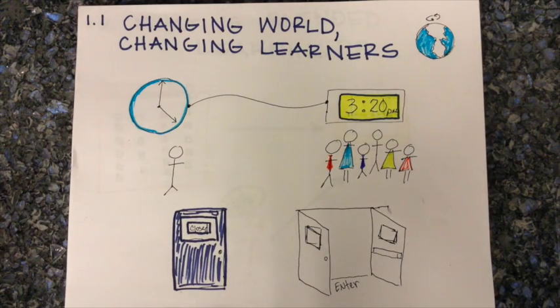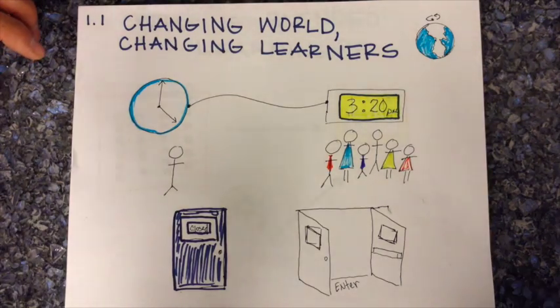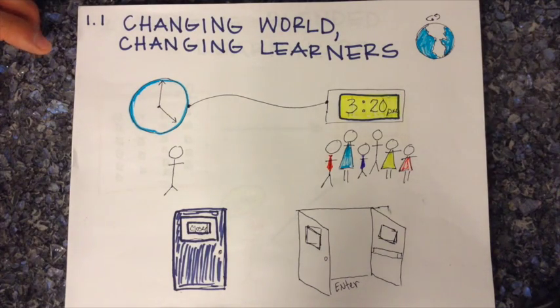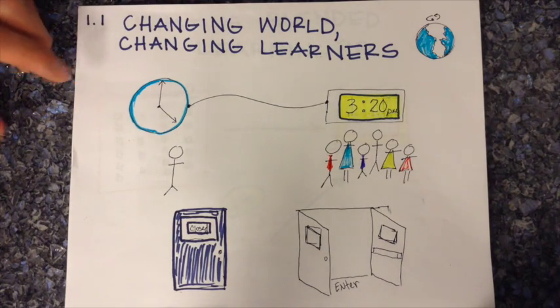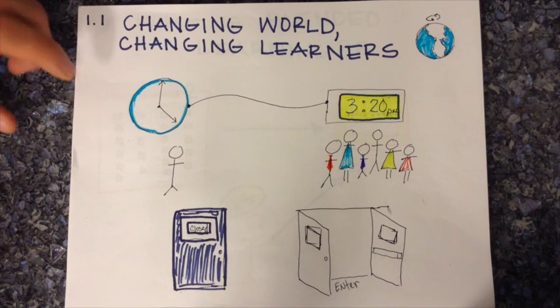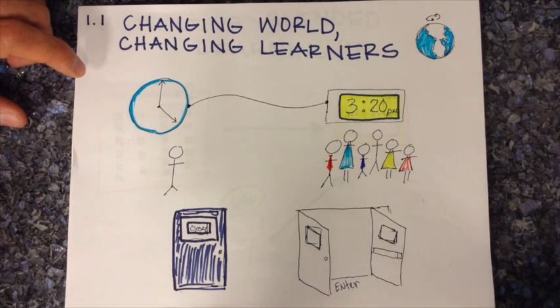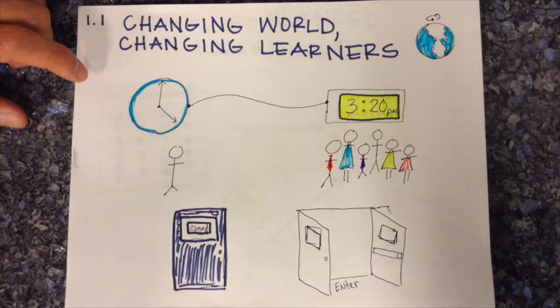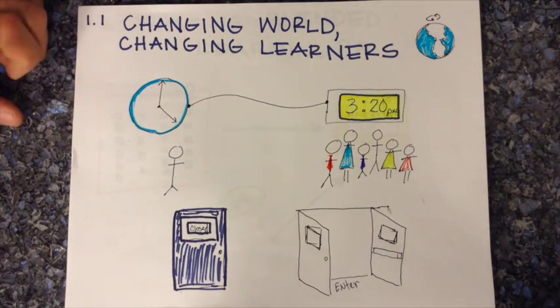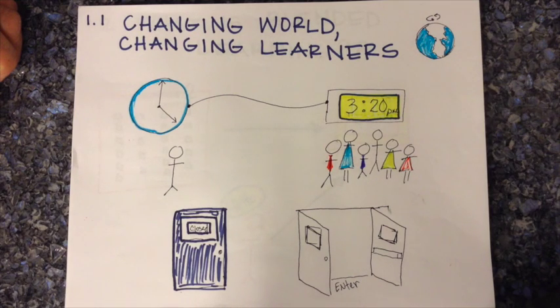Chapter 1, 1.1 and 1.2, Changing World, Changing Learners. First of all, we're moving from analog to digital, and work is increasingly done online. You are tethered to your mobile device so you can access information anytime, anywhere. You become connected instead of isolated, so you never lose touch, and it moves from generic to personal.